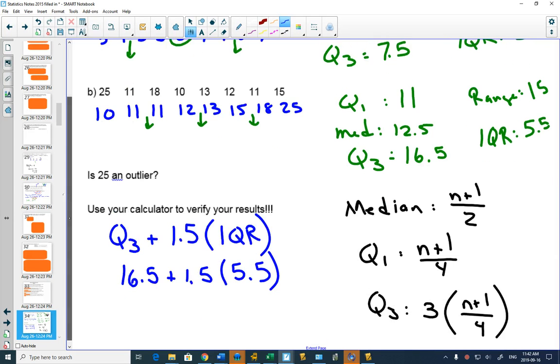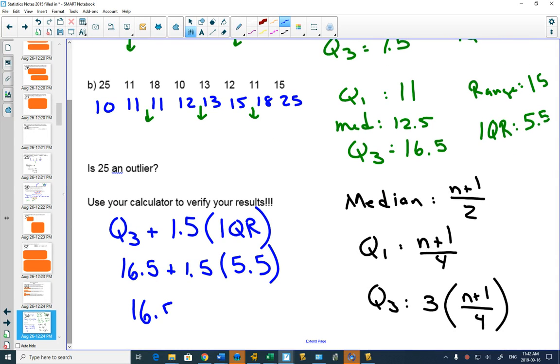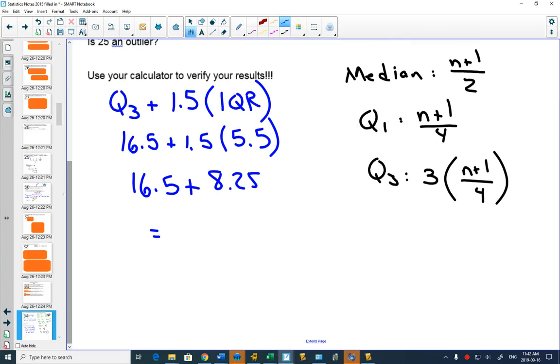So this becomes 16.5 plus, can someone check my math, please? Is that 8.25? Yes? Good. And add those up, we would get 24.75.